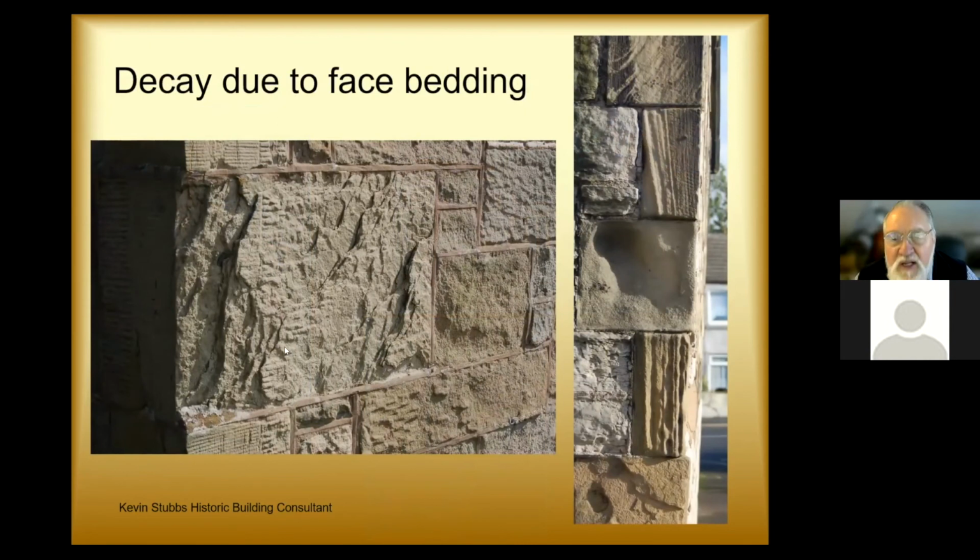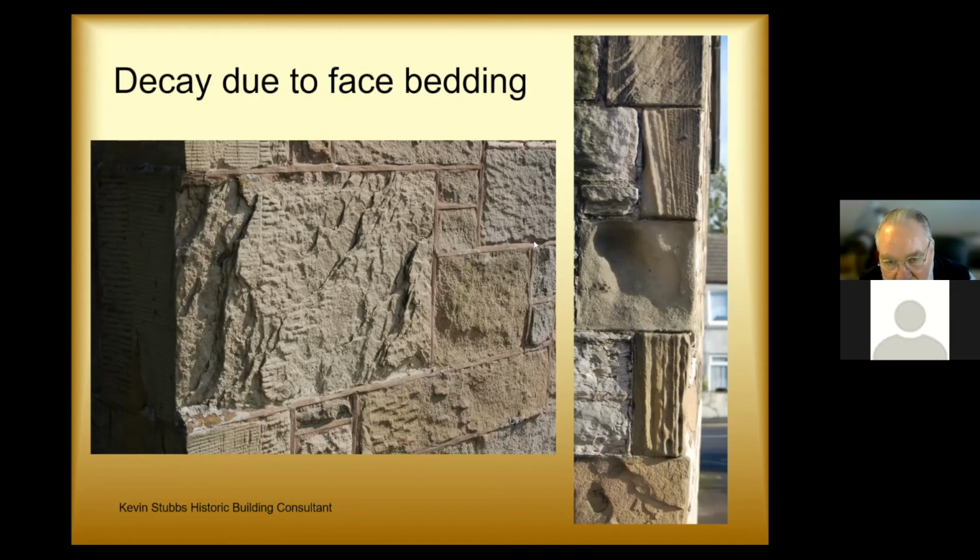I mentioned the importance of knowing the correct bedding of the stone. If you get it wrong, this is an example of face bedding of a block, and basically it delaminates when out in the atmosphere. On this 19th century building, they weren't very careful about bedding the blocks correctly. You can see it's been face bedded, the natural strata on its end, and it started to decay, peeling back like peeling back the pages of a book.